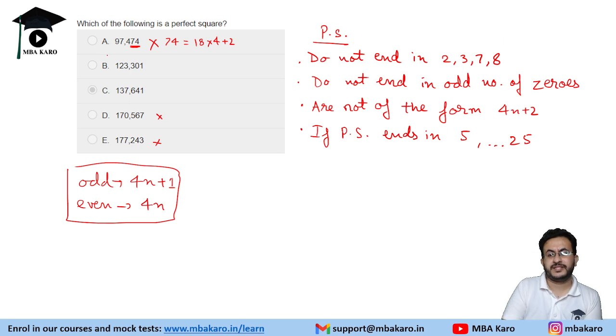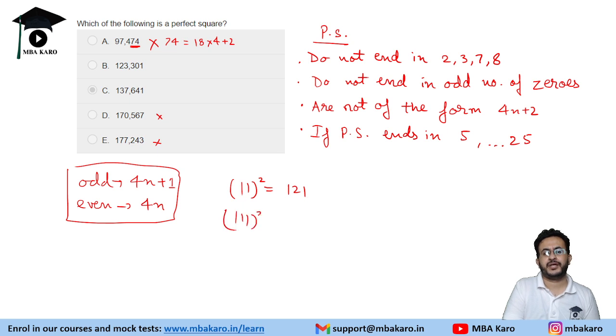Now these three options are eliminated based on the rules given here. One interesting thing is another property of numbers: 11 square is 121. 111 square is 12321. 1111 square is 1234321, and so on.